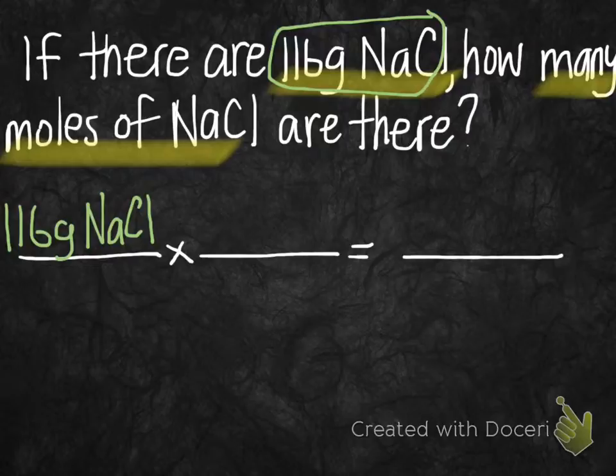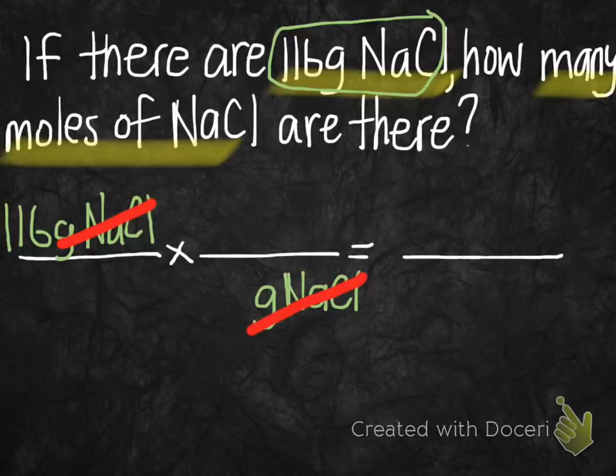Alright, so then on the next line, we also have to have grams NaCl. Why? So that we can cancel. So grams NaCl on top, grams NaCl on bottom.